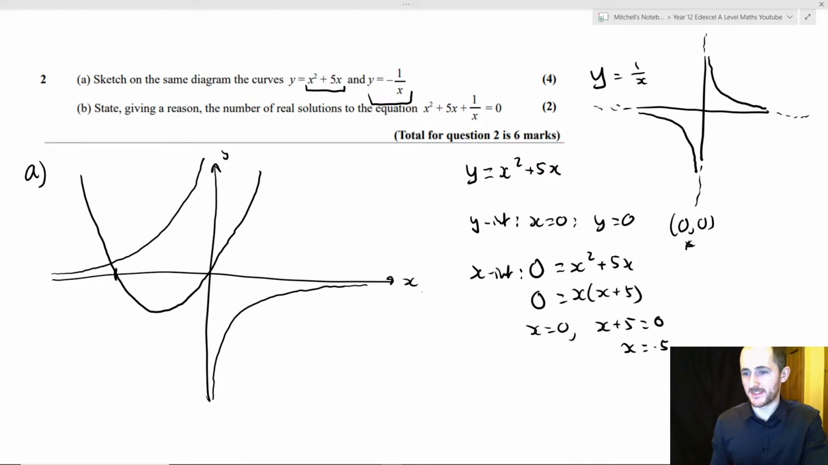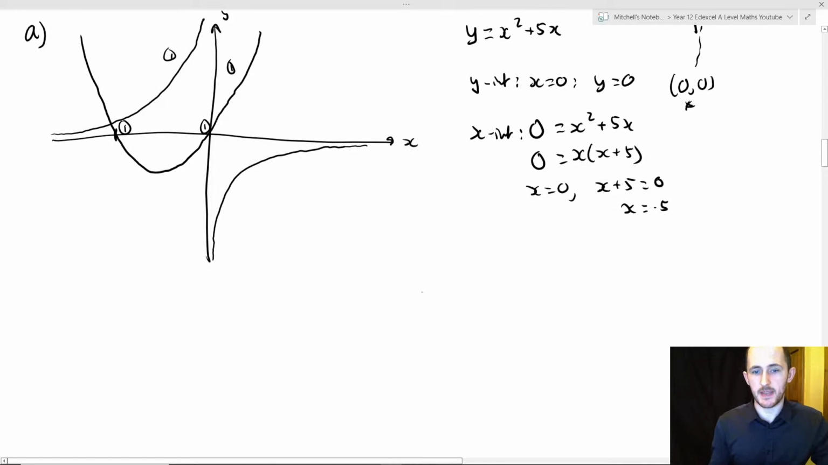And that'll be 4 marks. Okay? So you get a mark for the shape of both of these, right? So a mark for here, a mark for here, a mark for having the x-intercept, and a mark for having the other x-intercept, which is also the y-intercept. 4 marks. Not too bad.